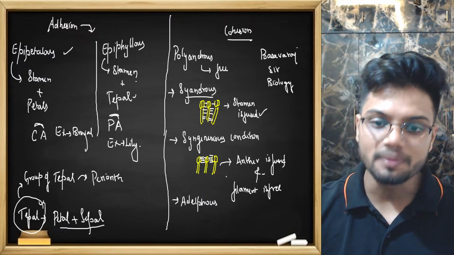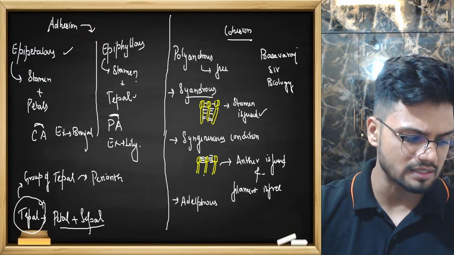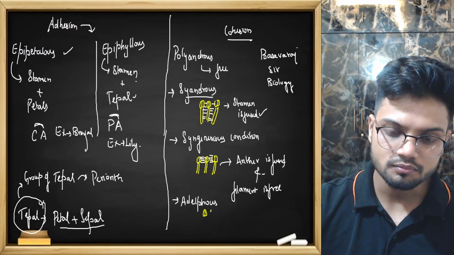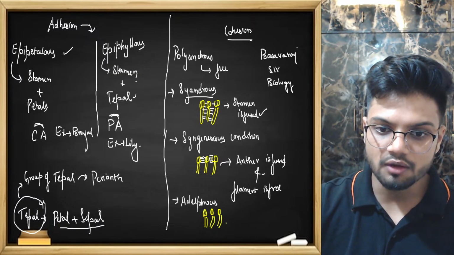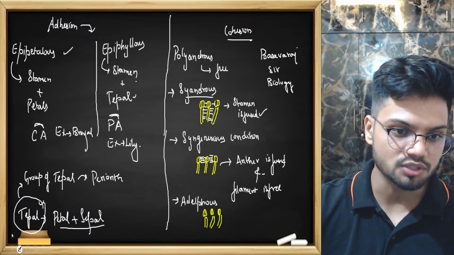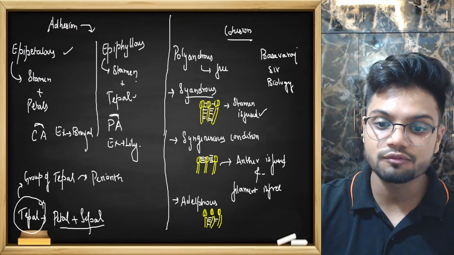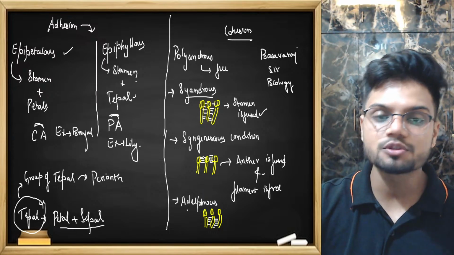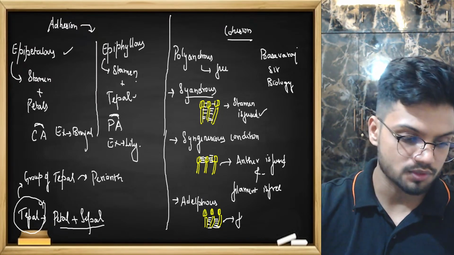Okay. Now, what happens in adelphous condition? Understand the diagram again. Very easy it is. In the case of adelphous condition, can you see? This is your anther, and these are the filaments. Now, in adelphous condition, all the filaments are fused. Complete opposite of syngenesious. In adelphous condition, the filaments are fused.